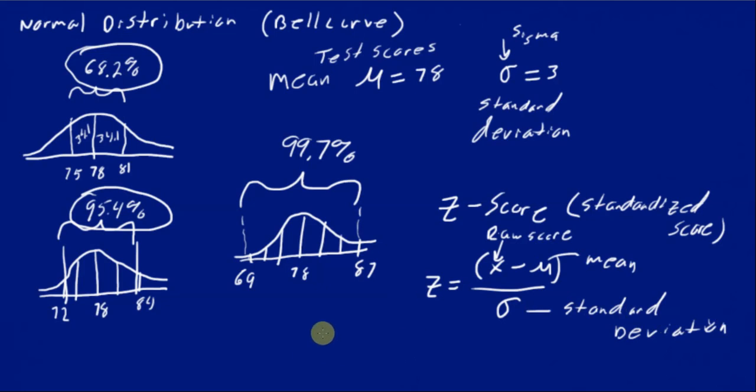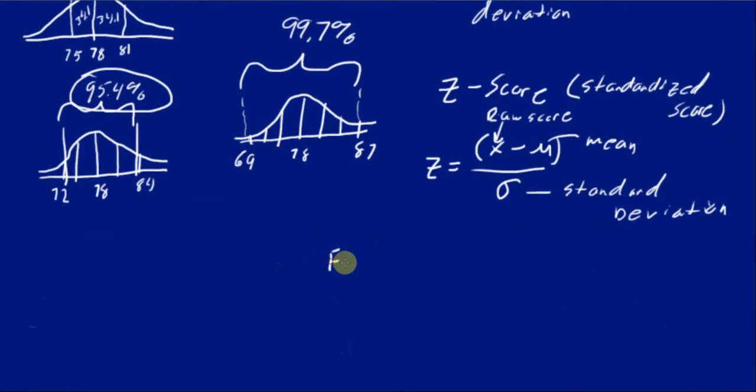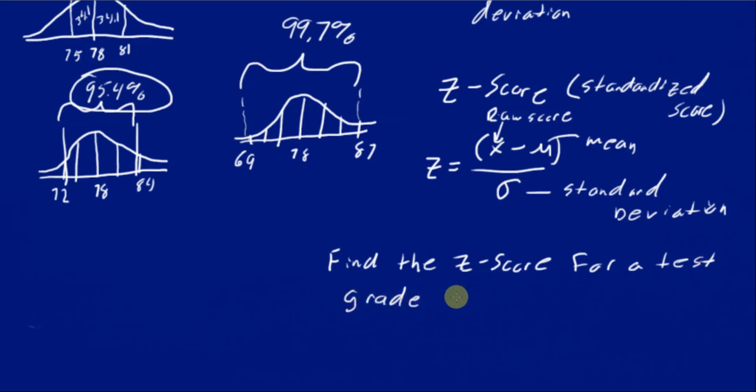So let's say we have a score. Let's find the z-score for a test grade of an 82.